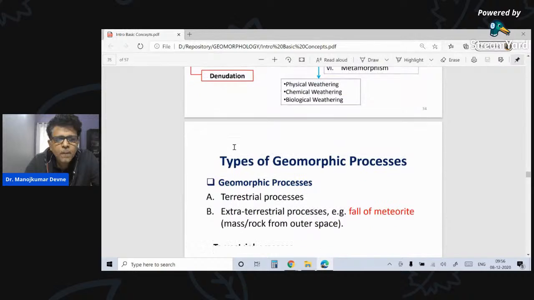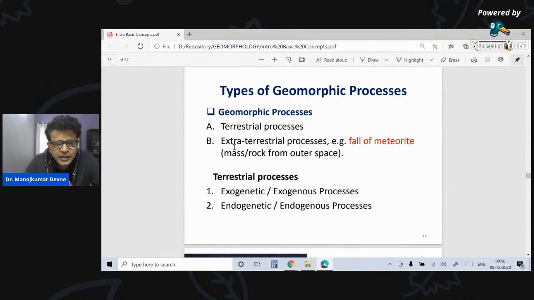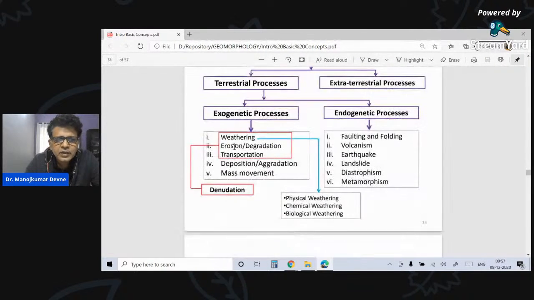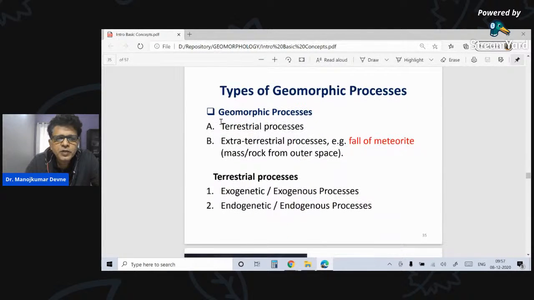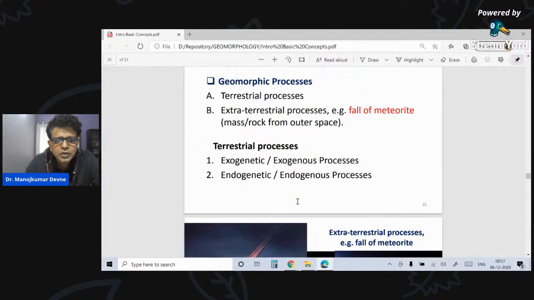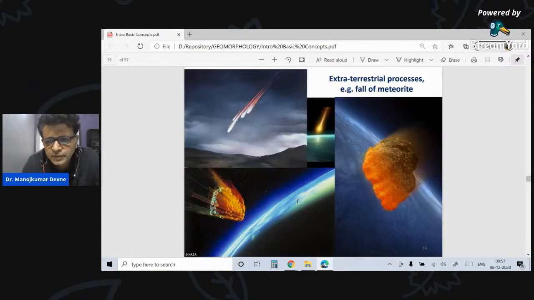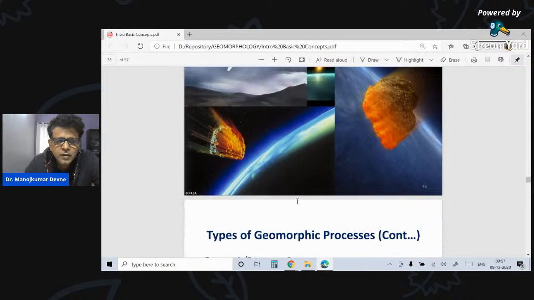Let us go to a bit of detailed explanation of what we did as one slide here. Types of geomorphic processes: terrestrial, extraterrestrial. We've just said that falling of a meteorite or a comet, etc., are all extraterrestrial processes. They will cause deformation, construction, destruction of the landform. Terrestrial processes include exogenetic or exogenous processes, endogenetic or endogenous processes. What do these include further? Extraterrestrial processes, you can see comets, meteorites, and you can see how red they have gone.